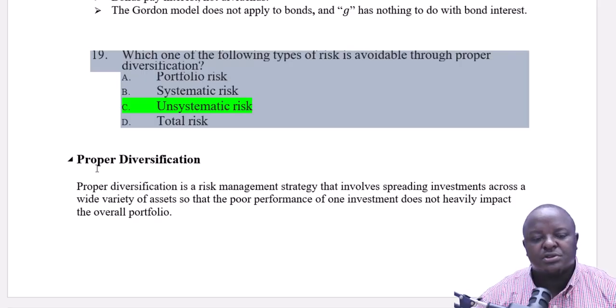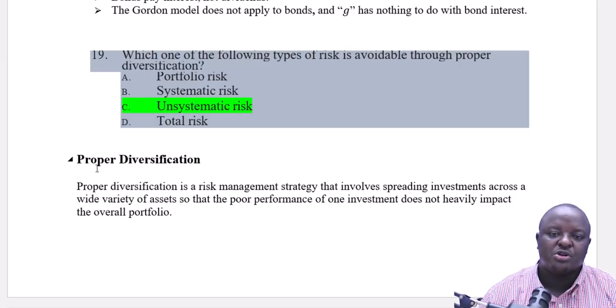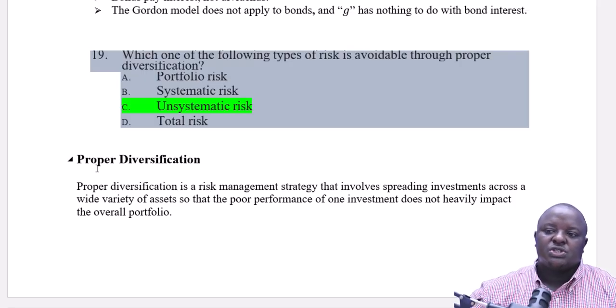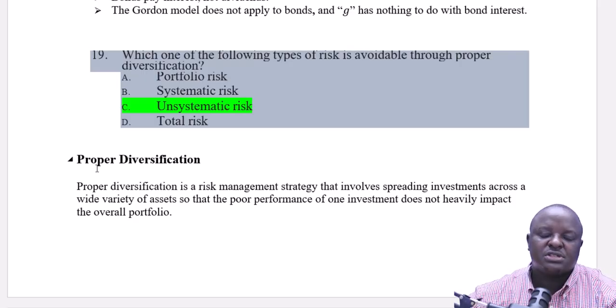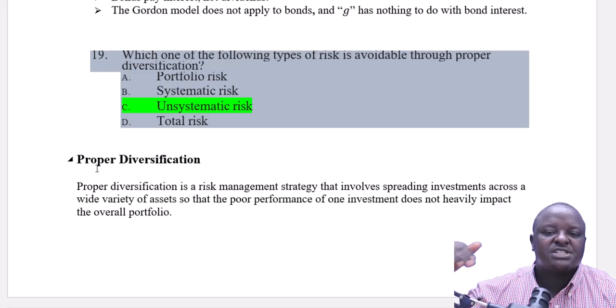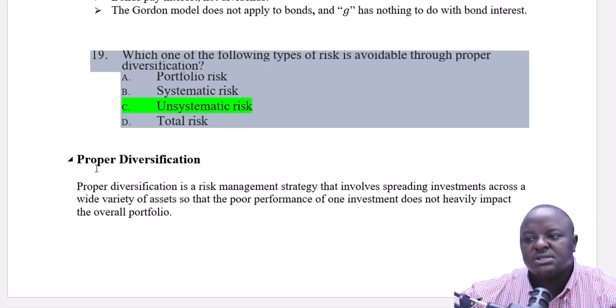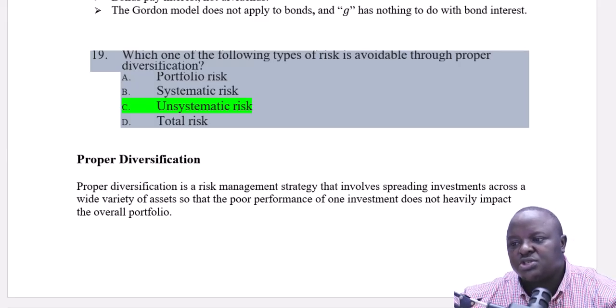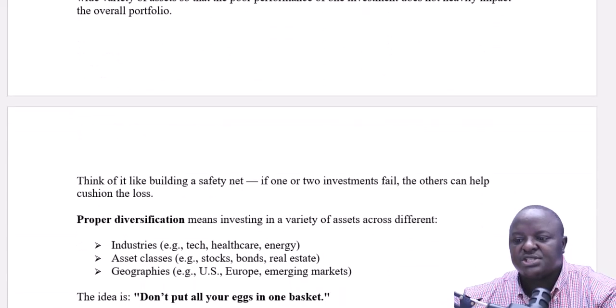your risks across a wide variety of assets so that the poor performance of one investment does not heavily impact the overall portfolio within your organization. So it's a situation whereby, for example, a company invests in the education sector, the medical sector, the manufacturing sector, real estate, and the like. So you are trying to do diversification. You are investing in different industries.